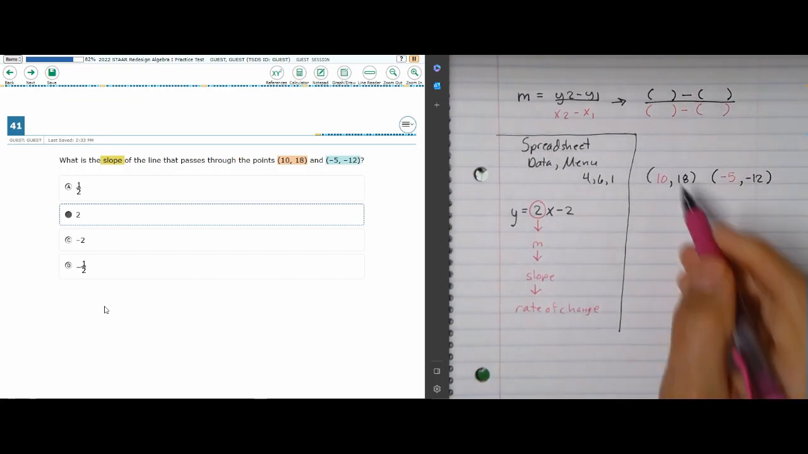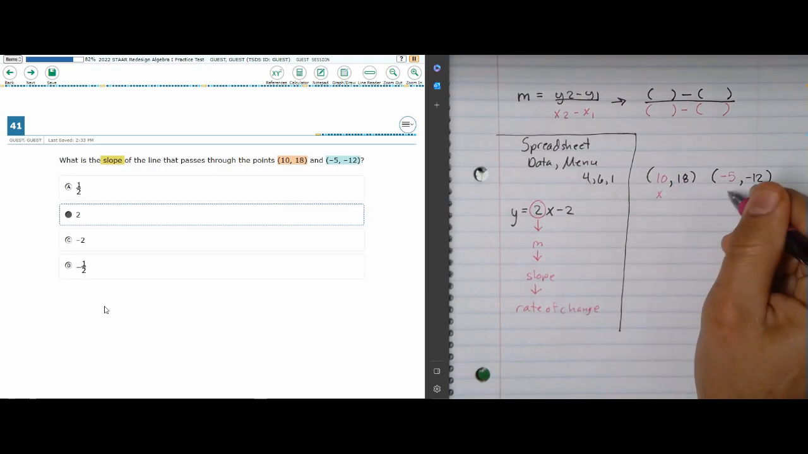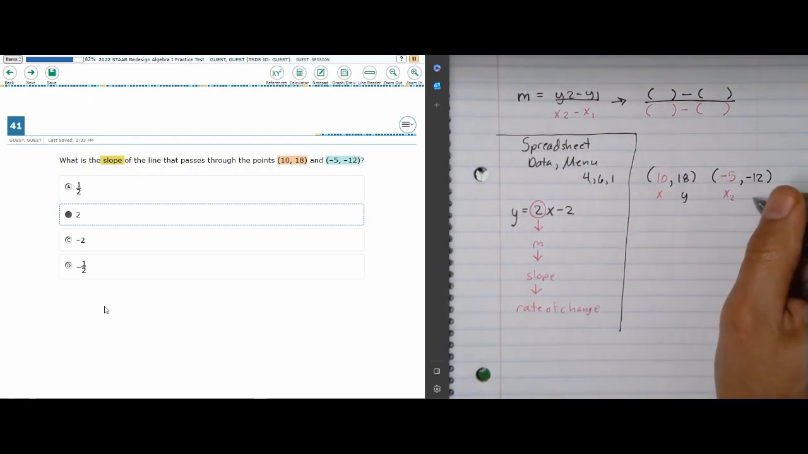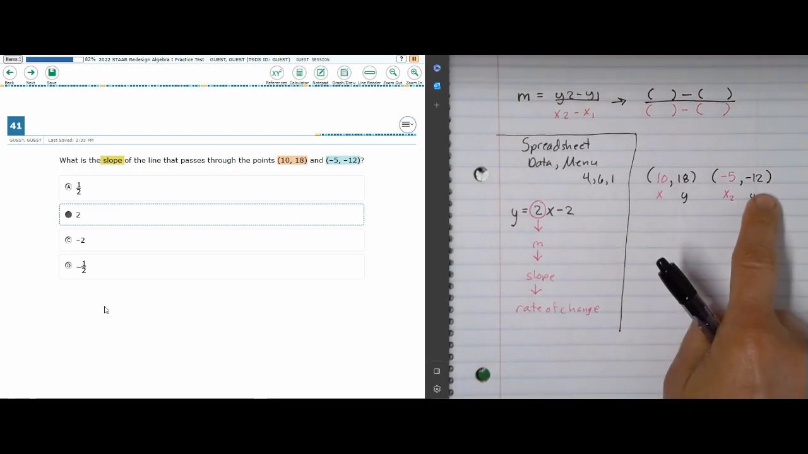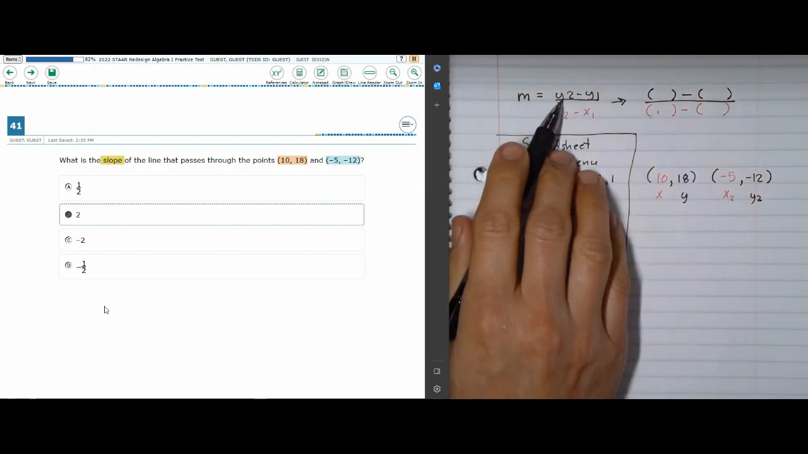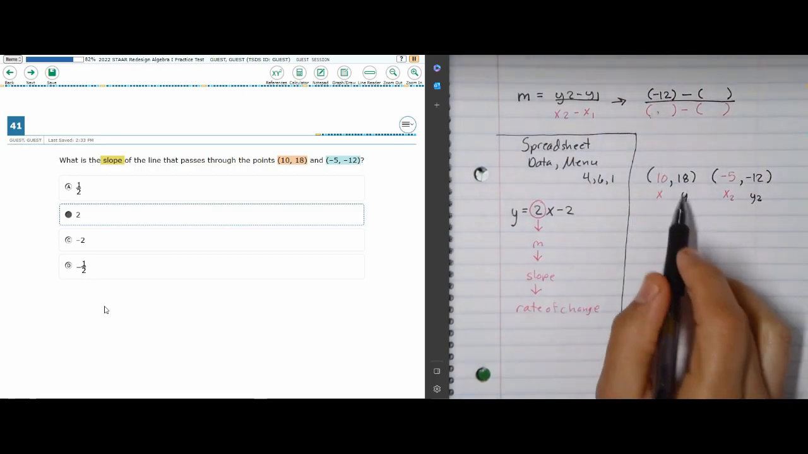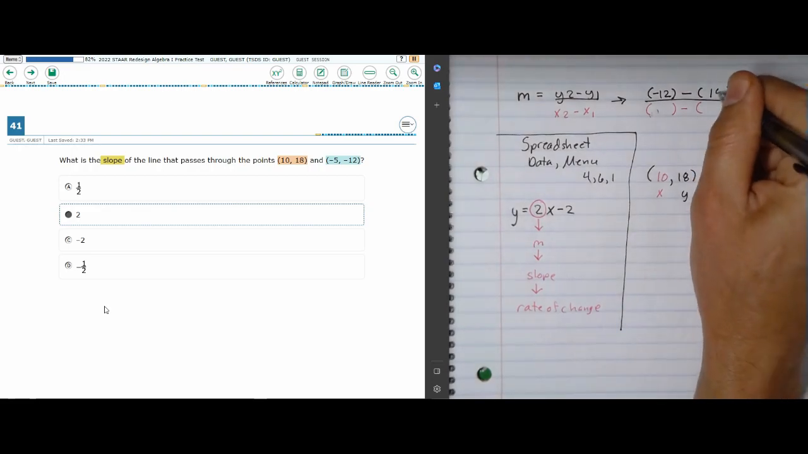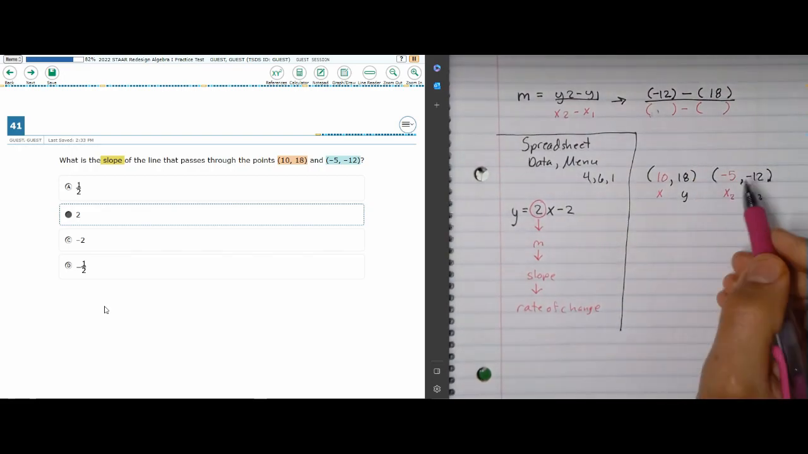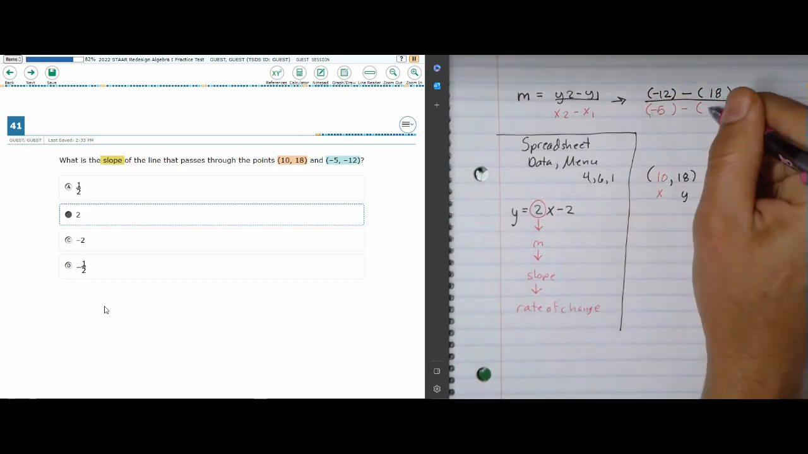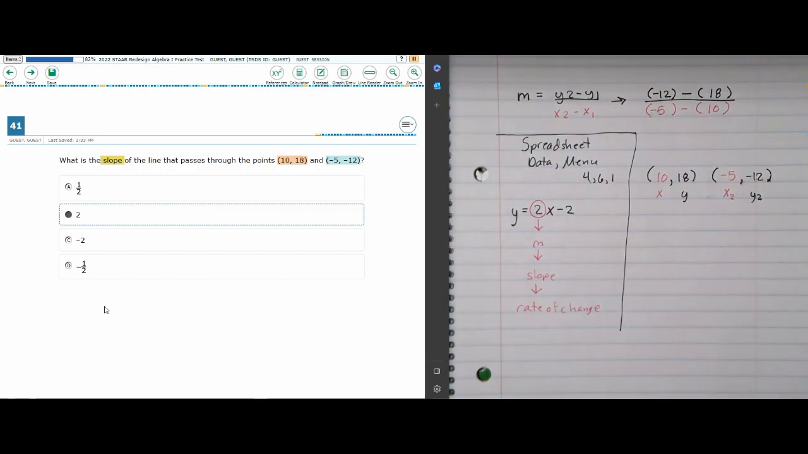So what I would do is, if I wanted to use these, I would call this one x1 and I'd call this one x2. So that's my x1, that's my x2. For my y's, that's my y1, that's my y2. And then I would substitute these numbers in place of the letters. So instead of y2, I put my y2 value, which is -12. And then I put my y1 value, which is 18. And for the x's, I put my x2 value, which is -5, and then my x1 value, which is 10. Now I'm ready to put this in a calculator, and it would actually give me the answer.